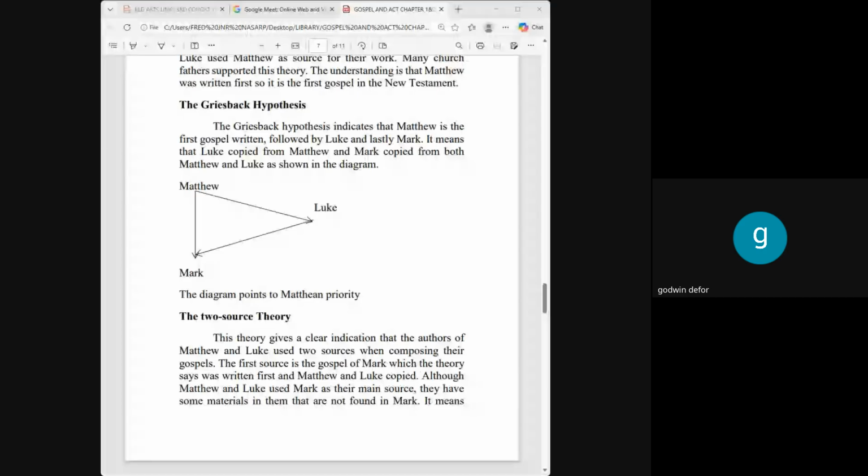Now let's go to the third solution, which is the two-source theory. The two-source theory is also propounded in an attempt to solve the problem.